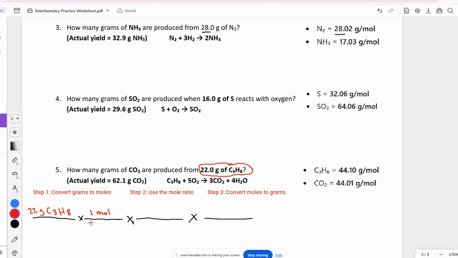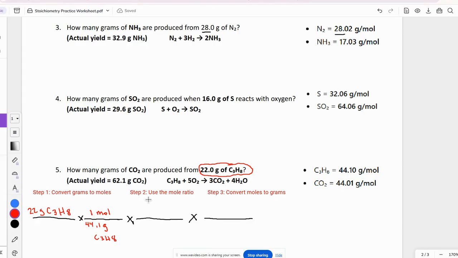All right, so 1 mole of C3H8 is 44.1 grams of C3H8. So this right here, 22 times 1 divided by 44, it's going to end up being 22 divided by 44. That's going to turn into 0.5. So we basically have a half a mole of propane here. But we're not done. All we did was find out how many moles of propane we got here. But we're going to keep on going.